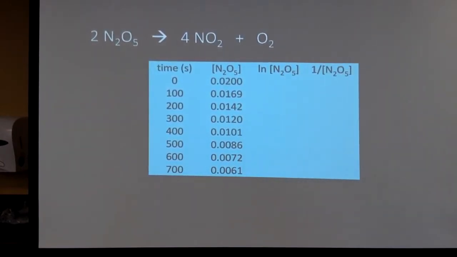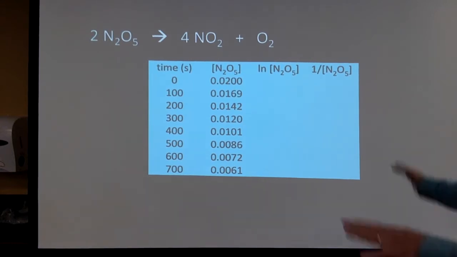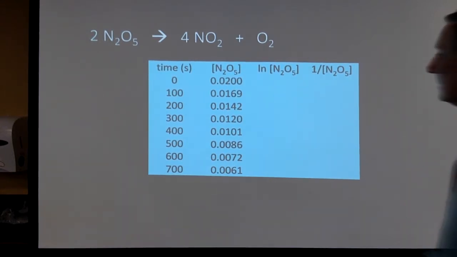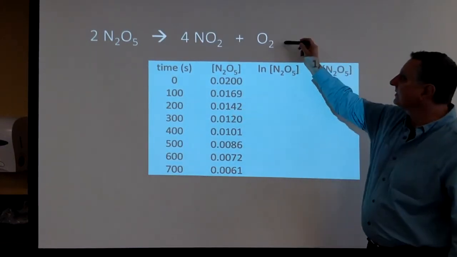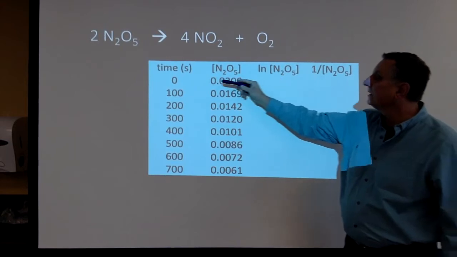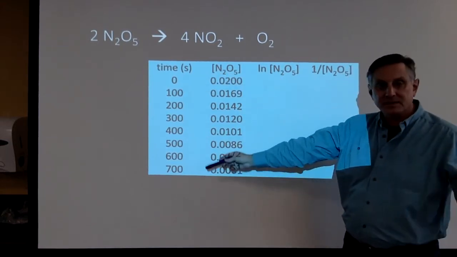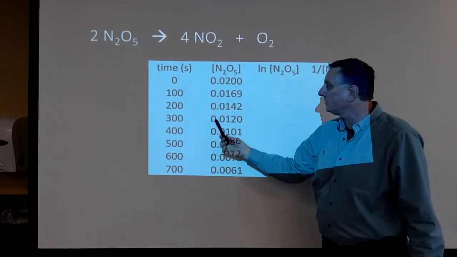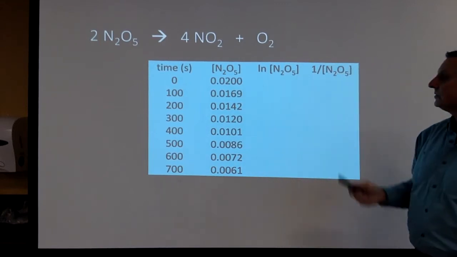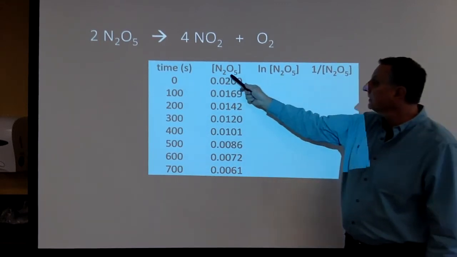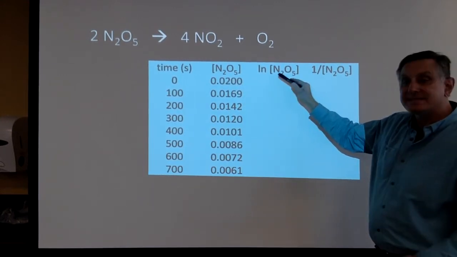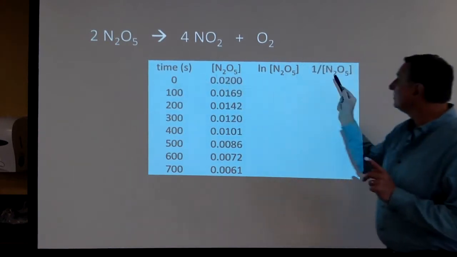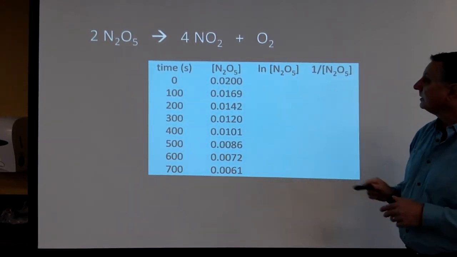Okay. Let's go back to this reaction. Now we've used it before. I just want to go back and show you how we do this. How do we look at this reaction given this data, given these numbers, and determine whether it's first or second order? If it's first order, time and natural log of concentration are linear. If it's second order, time and 1 over concentration are linear.